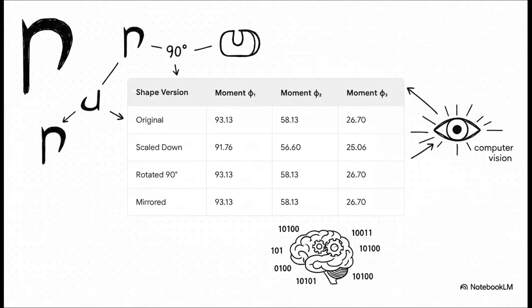Okay, just look at this. It's incredible. On the left, we've got this Byzantine musical symbol. Now look at the table. Even when that symbol is shrunk down, rotated, or even mirrored, the values of its Hu moments stay almost exactly the same. That is the key. It's like a mathematical fingerprint for the shape. This is how a computer can reliably say, yep, that's the same object no matter how you show it.